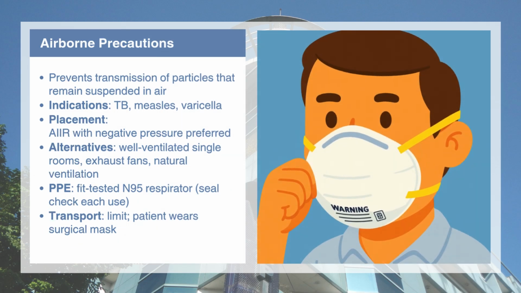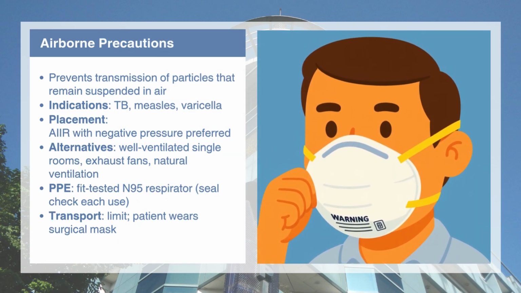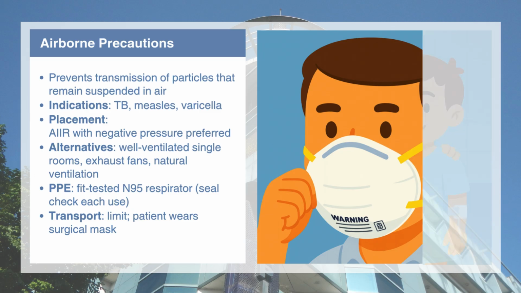Airborne precautions are for infections that spread through very fine particles that can remain suspended in the air, such as tuberculosis, measles, and varicella. Patients should be placed in an airborne infection isolation room, ideally with negative pressure ventilation. If not available, use well-ventilated single rooms with natural or mechanical airflow strategies. Healthcare workers must wear a fit-tested N95 respirator or equivalent, and patients should wear a surgical mask during necessary transport.